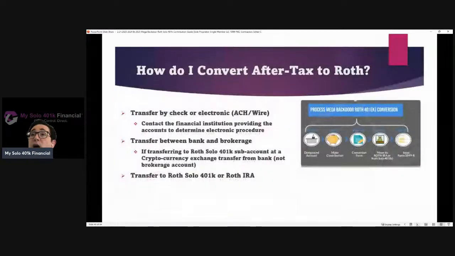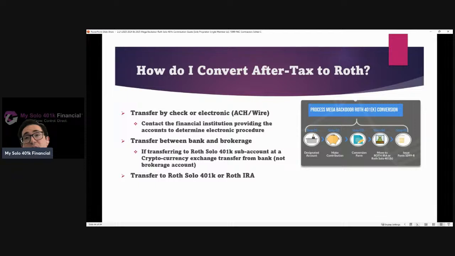So we've talked about how the mega backdoor Roth contribution is a two-step process because you first have to deposit the funds into an after-tax account before they're moved over to a Roth account. So mechanically, how do I convert after-tax to Roth? Well, from a solo 401k perspective, it's totally acceptable to transfer the funds by check or by electronic transfer. The specific procedure for electronic transfers is going to depend on where the account is. Remember, we help customers open up accounts at hundreds of different banks, many different brokerages. It's possible even to transfer between bank and brokerage.